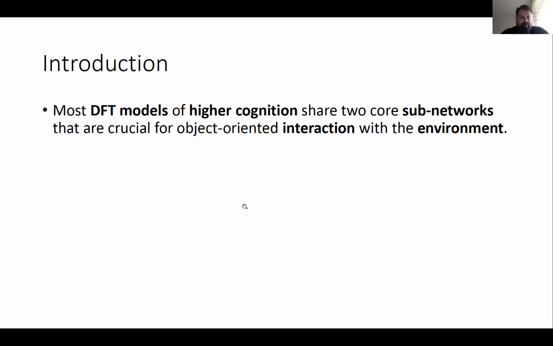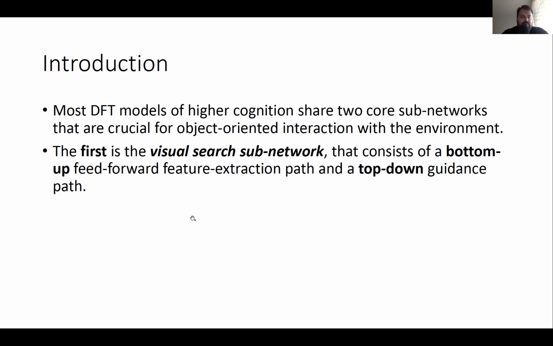So, as you have seen in John's great talk, most DFT models of higher cognition share two core subnetworks that are crucial for the object-oriented interaction with the environment. The first one is the visual search subnetwork that consists of a bottom-up feed-forward feature extraction path and a top-down guidance path.